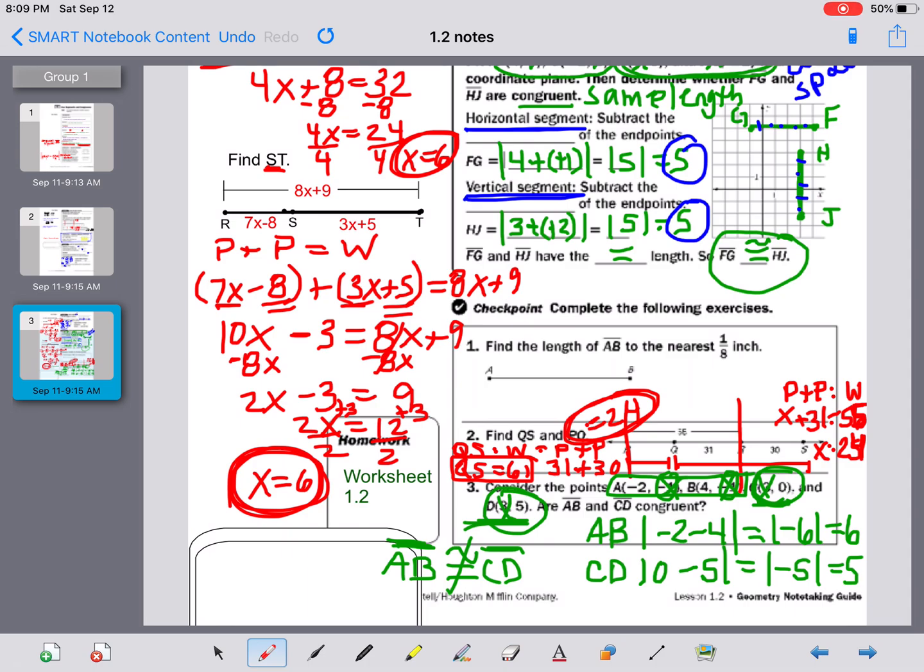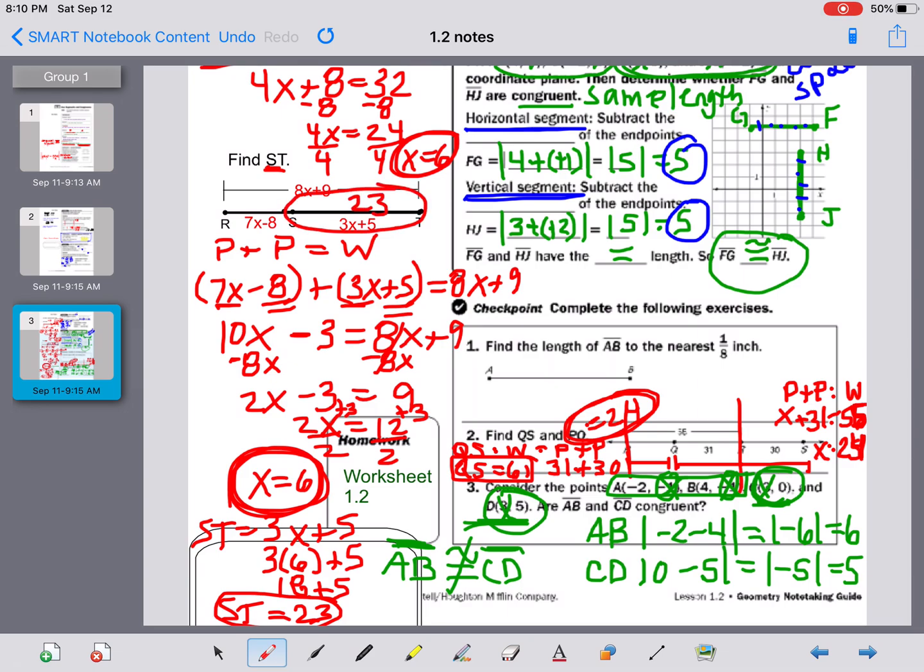My question asked me for the length from S to T. And when I look up there for ST, I see that it is 3x plus 5. So to find that, I'm going to plug in my 6 and then find that. So 3 times 6 is 18, plus 5 makes 23. So it looks like ST has a length of 23. This length right here is 23.